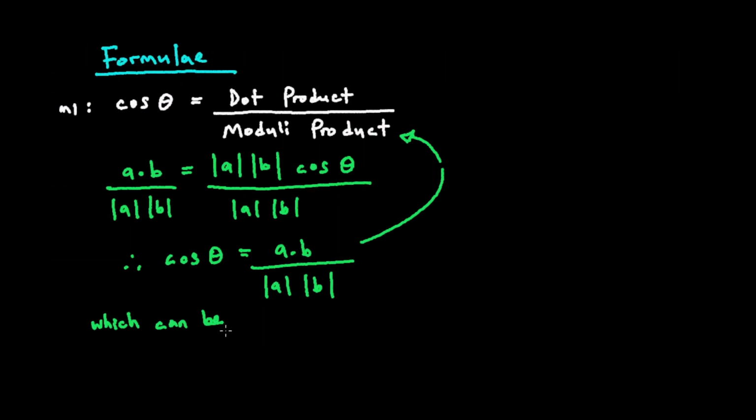What can it be? The theta we are looking for is equal to the arc cos of the dot product over the moduli product. As simple as that.